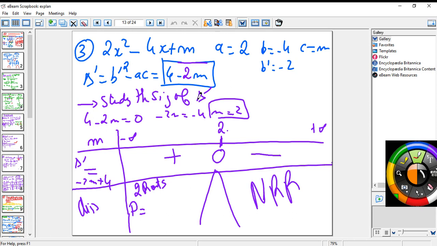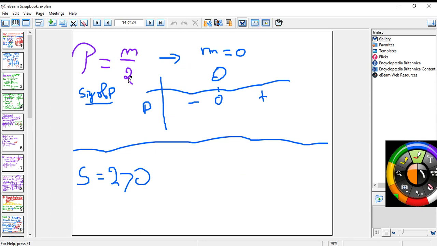So first, I need to study the sign of delta prime. I solve it equal to 0, and then I do the table of signs of delta prime. You see it? Delta prime is 0 for m = 2. Here I will have a double root. Bigger than 2, it is negative. So if m is bigger than 2, I will not have roots. And when m is less than 2, it's positive, so I will have two roots. So we're going to see it later. I'm going to translate it all in one table. So I need to do P and S first.